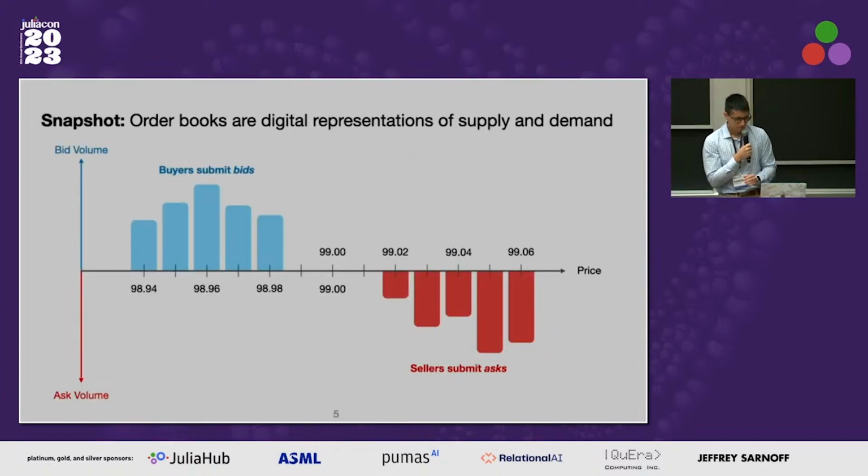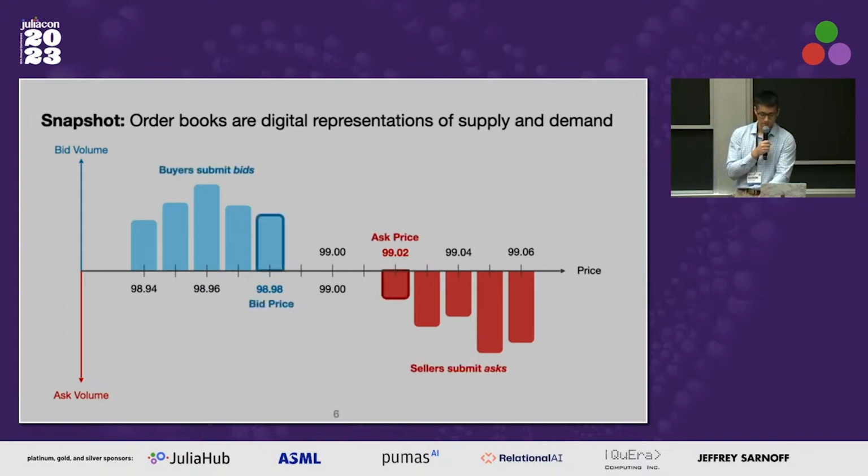A little background. So real markets operate through order books. They can be thought of as this representation of supply and demand, two-sided. Buyers submit bids, sellers submit asks. Bid price is the highest price a buyer is willing to pay. Ask price is the lowest price a seller is willing to give up their asset for.